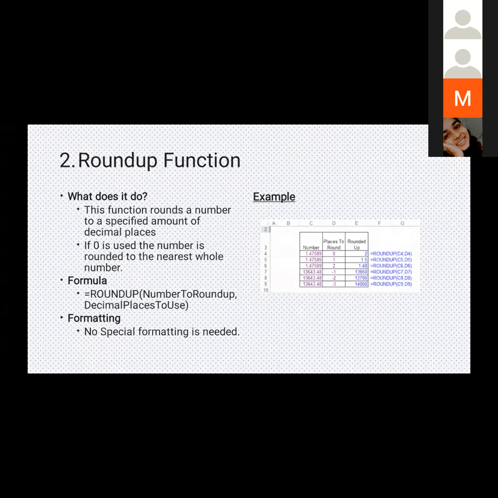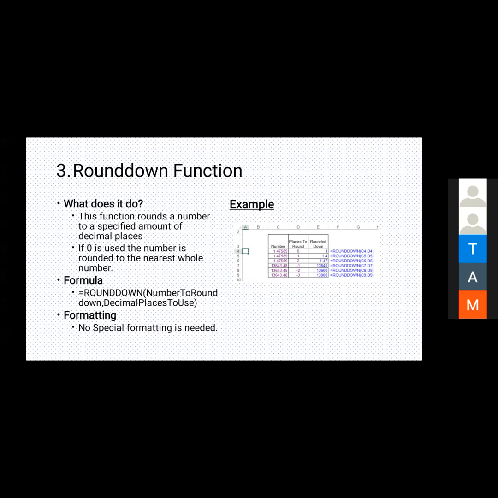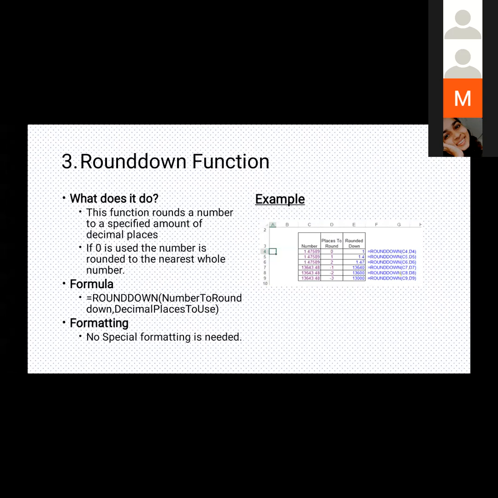The third is the ROUNDDOWN function. What does it do? The function rounds a number down to the specified amount of decimal places. If 0 is used, the number is rounded to the nearest whole number. Formula: =ROUNDDOWN(number to round down, decimal places to use).